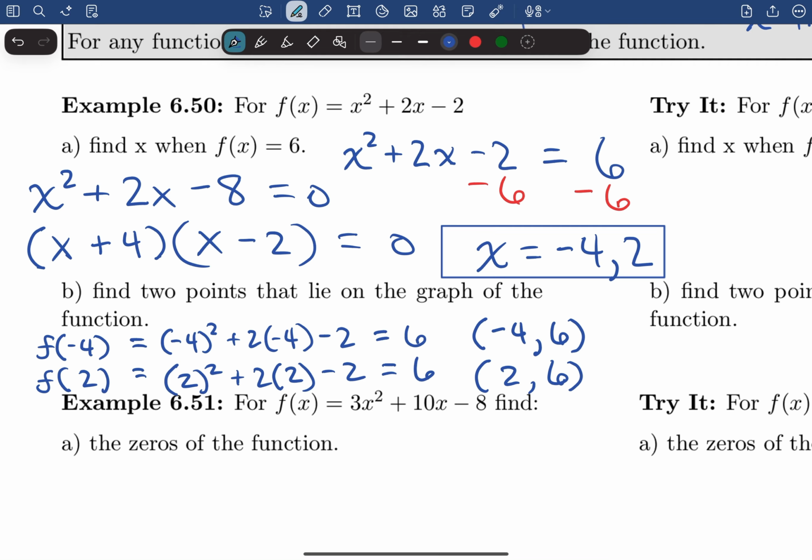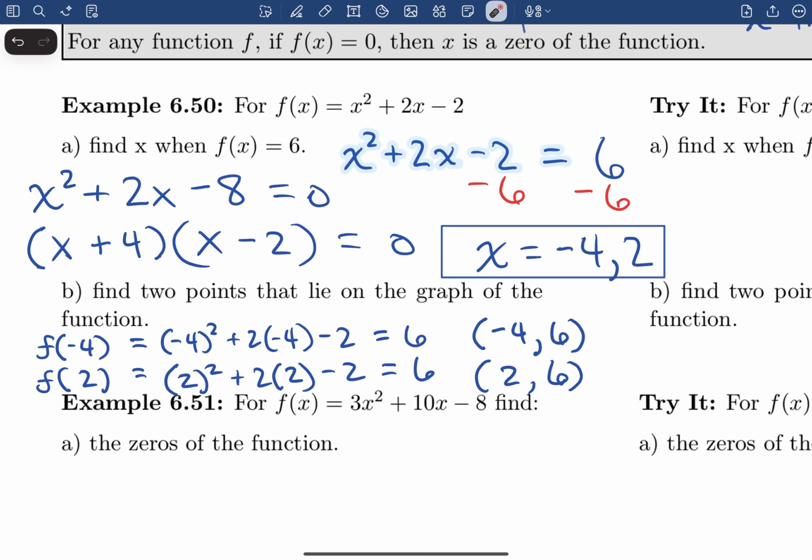Well, this is kind of interesting to me because they said for this piece, f of x equals 6. Look, these are the x values that cause a y value of 6 to happen. And literally, I plug these into the function, and the output y value of 6 happens. So this really makes sense that these are the 2 points that lie on the graph of the function.